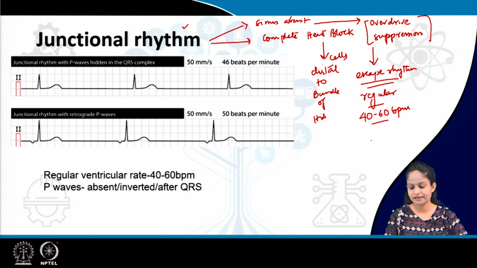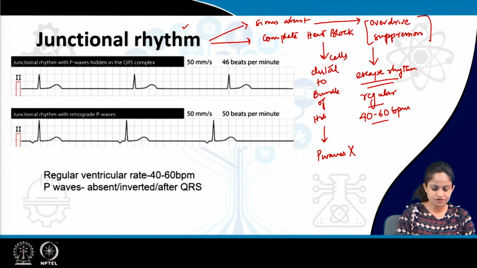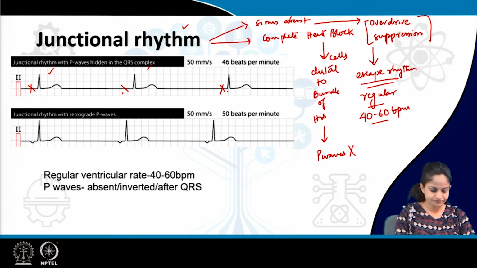And when the rhythm is generated distal to the bundle of His, at the level of the ventricles, we usually won't get P waves, because the origin is beyond the bundle of His, at the level of the ventricles. That is what we see in the ECG. This is a junctional rhythm, and you see we are not getting any P waves here. The rate is 46 beats per minute and there is no P wave, but sometimes we can get retrograde P waves also. Here we are getting retrograde P waves.